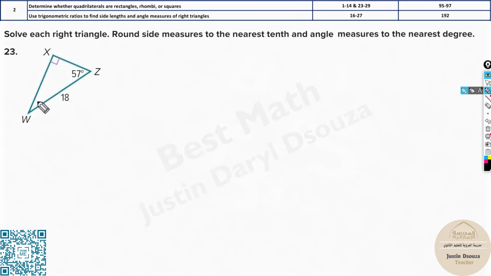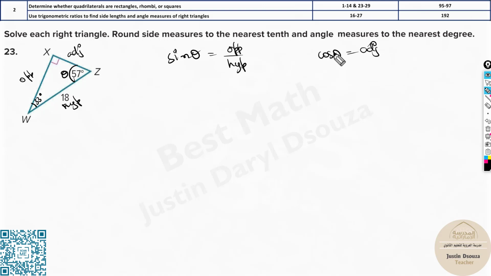Here it's 90, 57, and then it'll be 33 degrees. And what about the other sides? Now, I will choose 57. Whatever is given, I choose that as theta. Opposite side, hypotenuse, and adjacent. Now, I have hypotenuse. That means I have to use sine theta equals opposite by hypotenuse and cosine theta, that is adjacent by hypotenuse. These are the two formulas which I have to use.